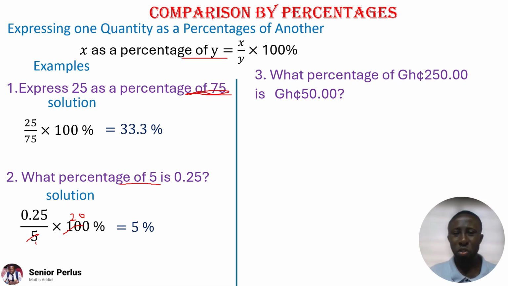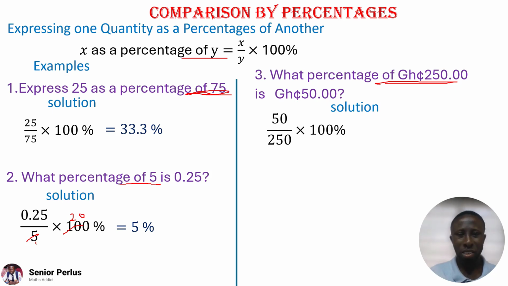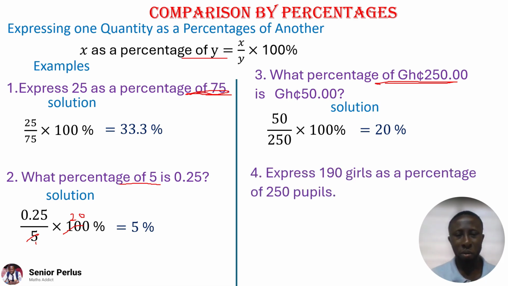What percentage of 250 Ghana cedi is 50 Ghana cedi? What percentage of 250 Ghana cedi? So which one is our denominator here? Yes, good. That's the 250 Ghana cedi. Because of the "of", this makes our fraction's denominator. So just multiply by 100. Then you'll get this as what? 20%.